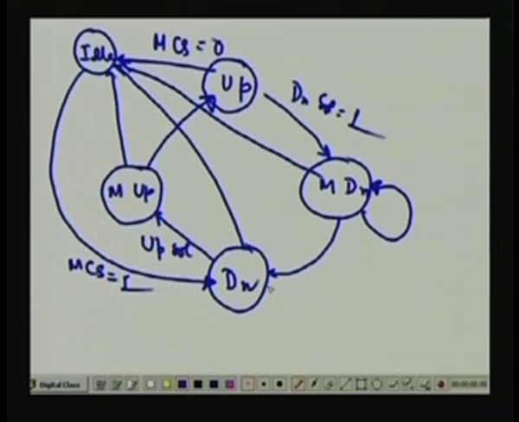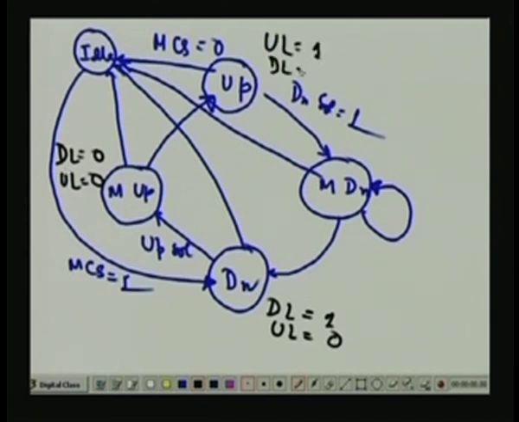Okay. And similarly, we can have the various outputs. So if we have the 2 outputs, here we will have down lamp equal to 1 and up lamp equal to 0. Similarly, here we have DL equal to 0 and UL equal to 0, both are 0. Here UL equal to 1 and DL equal to 0. So these are the outputs. At the various states, these are the outputs which are actually exercised, and which may also be sensed by the sensor for the purpose of the controller. Now this is the behavior of the intrinsic plant.